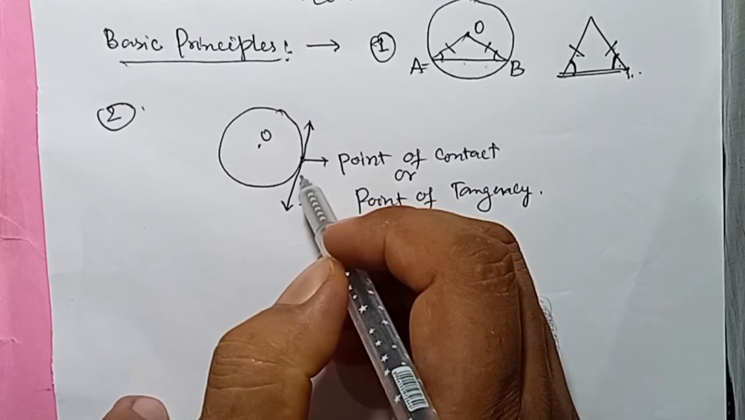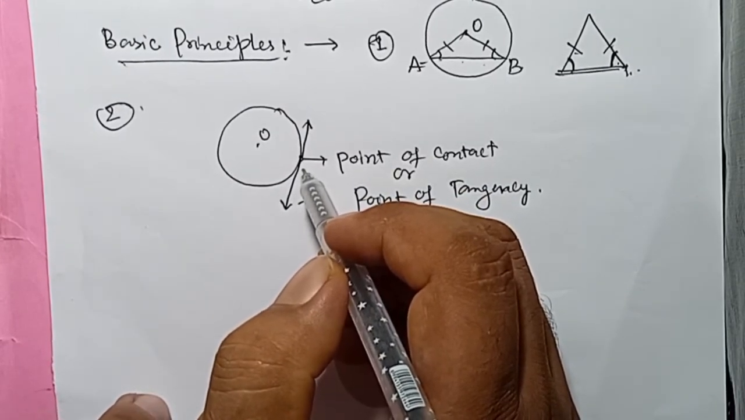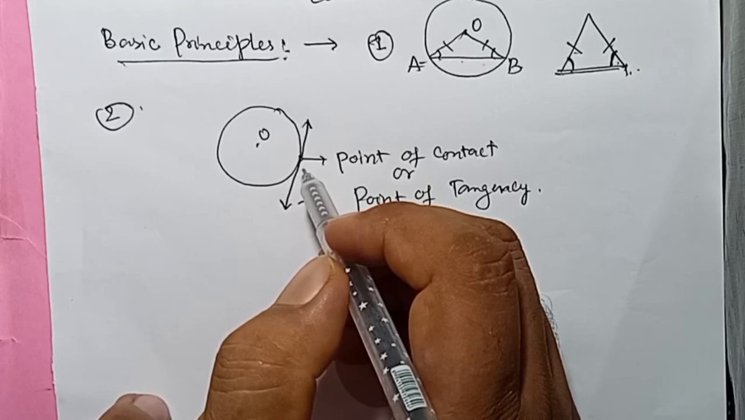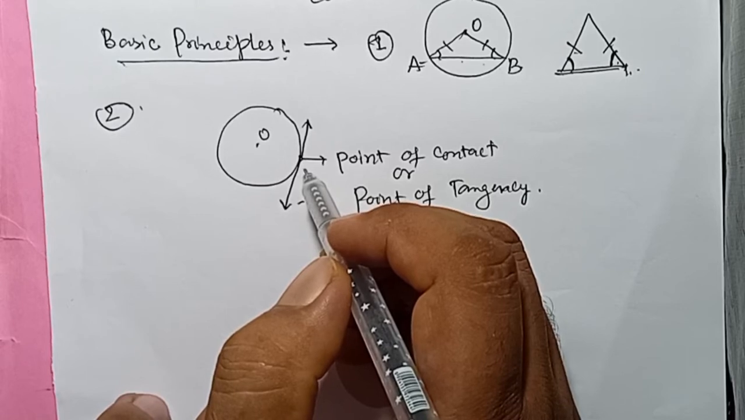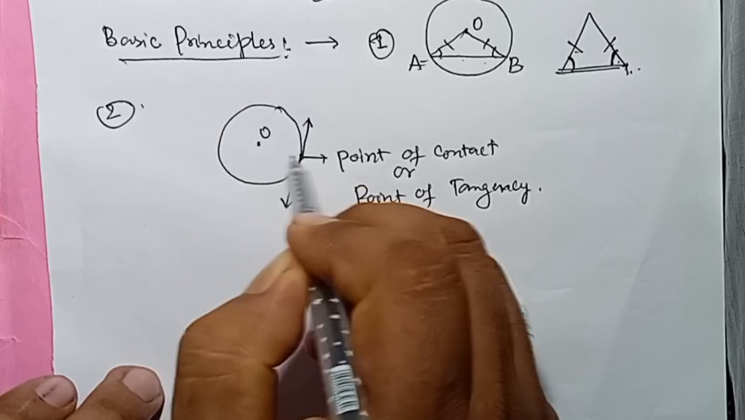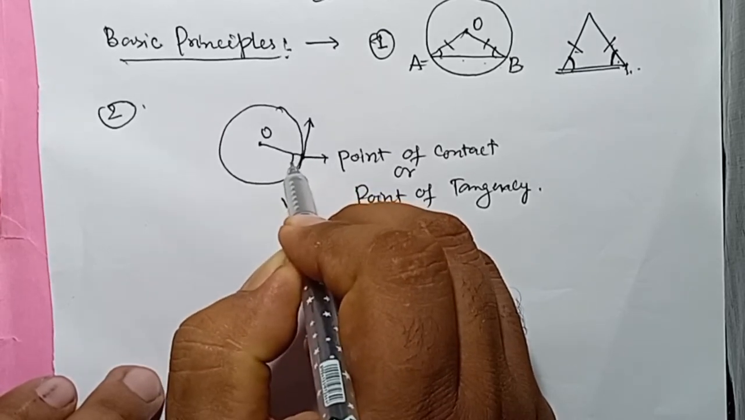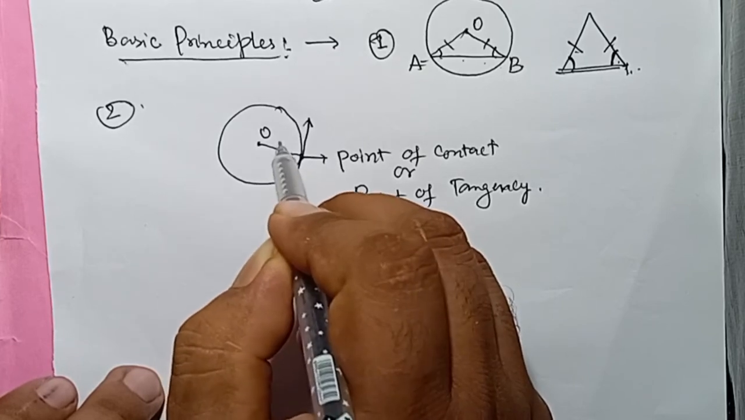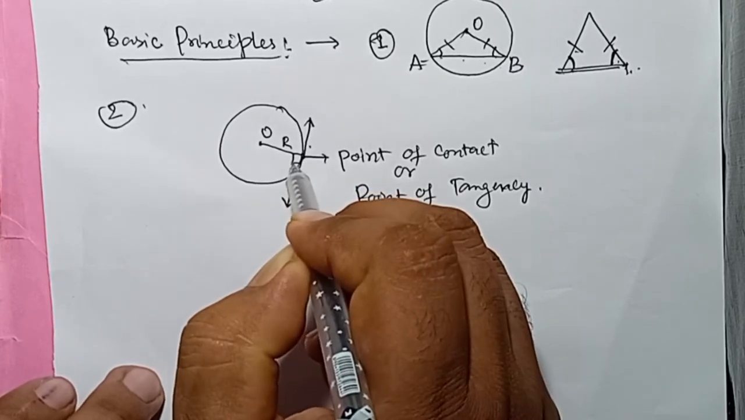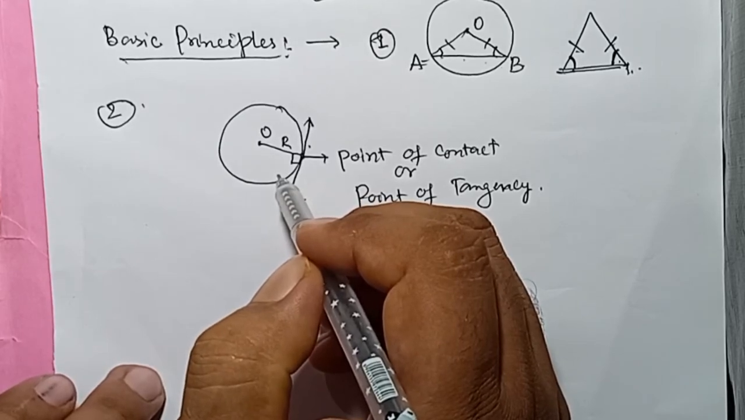Here in the book, a tangent is a straight line that touches the circle at one point only. The angle between a tangent and the radius is 90 degrees. So if I join this point of contact and the center, then it will be perpendicular. The angle between this radius and the tangent will be 90 degrees.